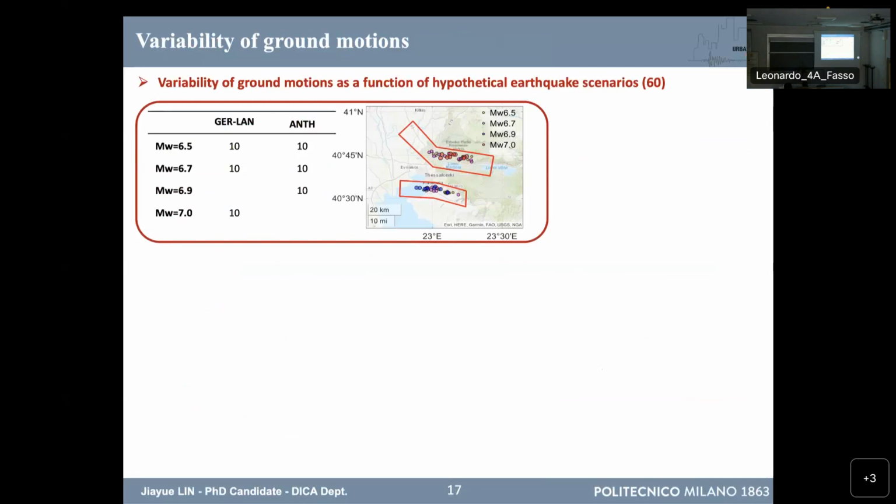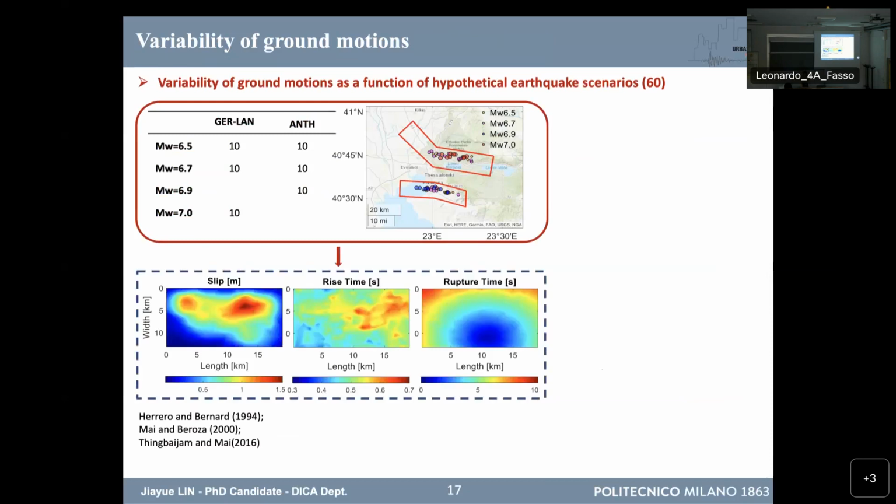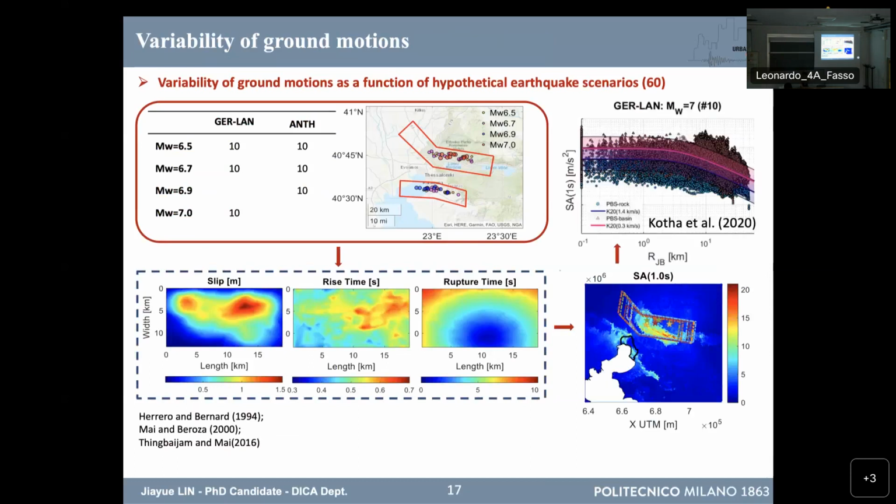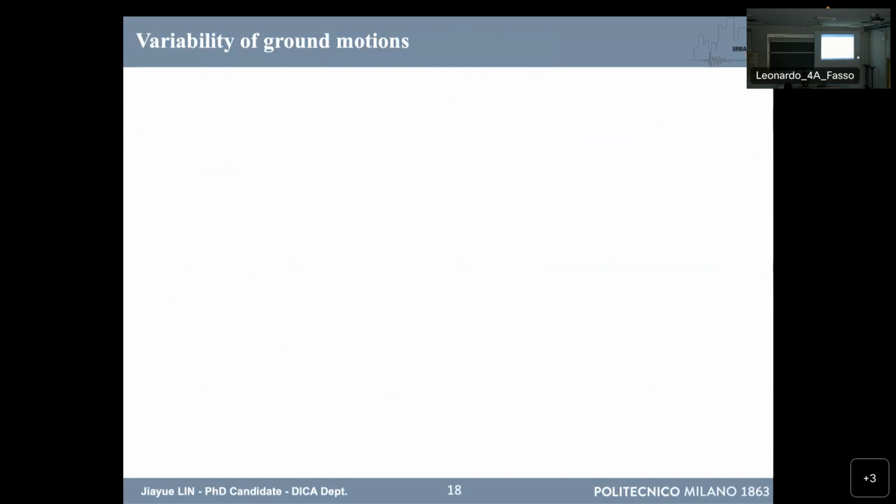And this is the list and also the locations of those future hypothetical earthquake scenarios. This is one example of the slip distribution, the rise time, and rupture time of one scenario. And we generate the ground motion maps, and then we compare them with the ground motion models again as a further validation, a verification of our method.